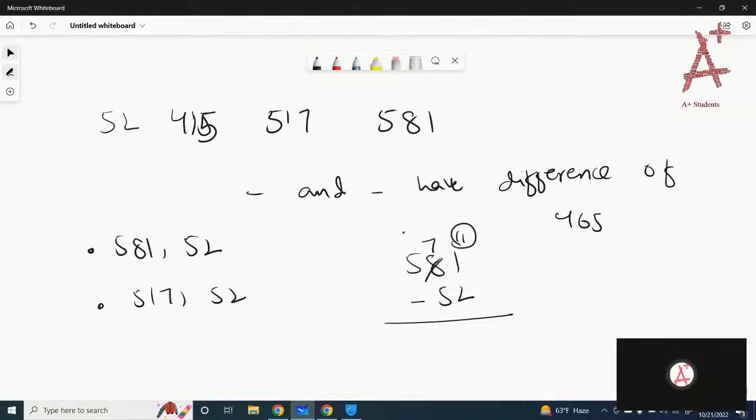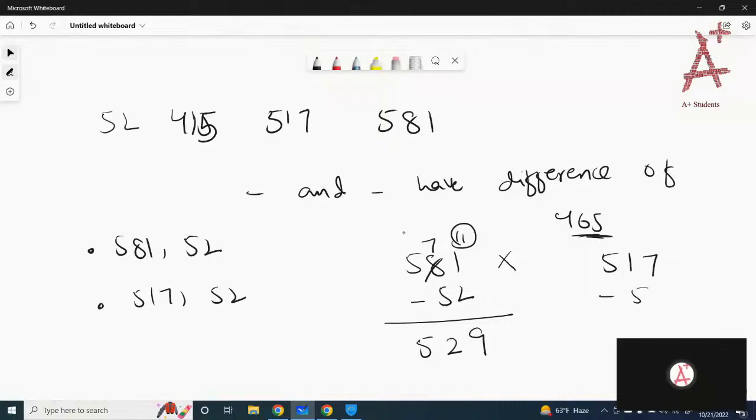It would be now 11. 11 subtract 2 is 9. 7 subtract 5 is 2, and 5. No, that is not the correct option. We need to find a difference that is 465. Just look at the second option.